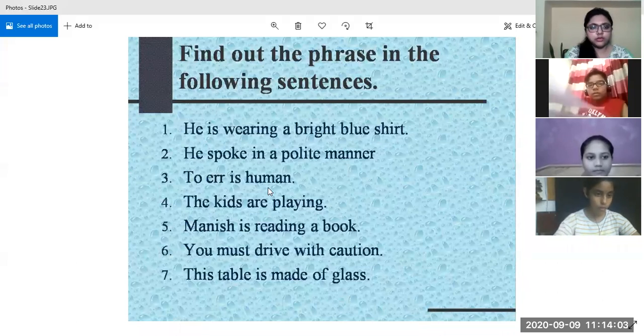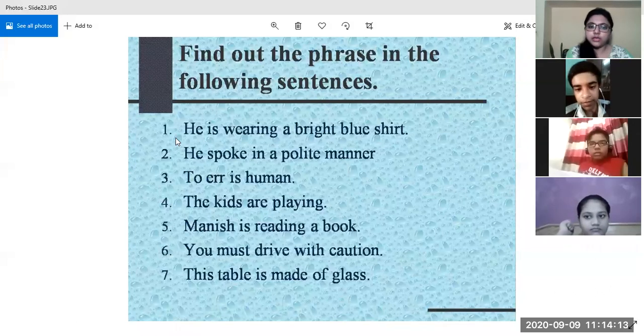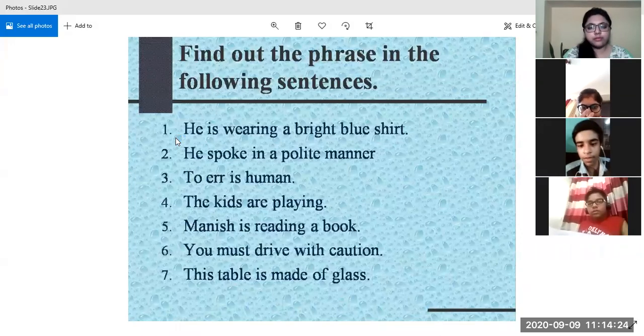Okay, all right. Good. Then the kids are playing. Yes, Athar. Are playing. Very good. Manish is reading a book. Is reading. Is reading a book also can be. Okay. Next, you must drive with caution.